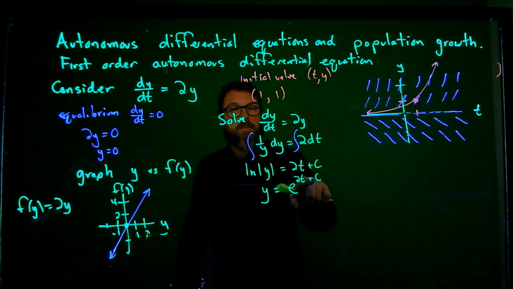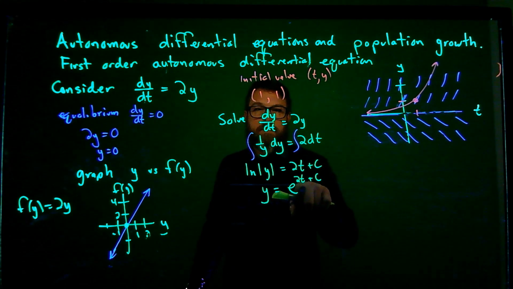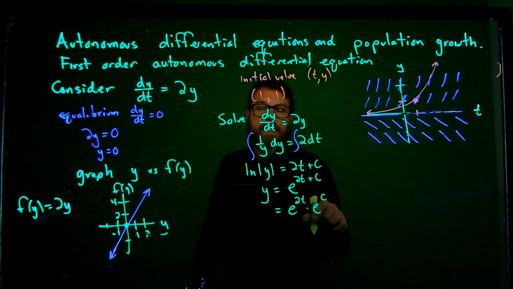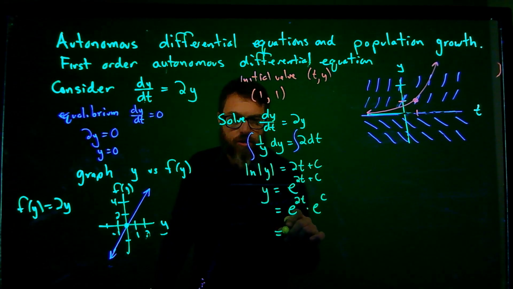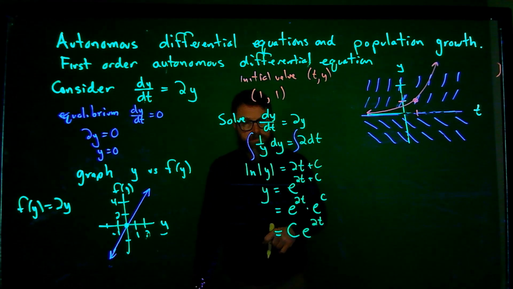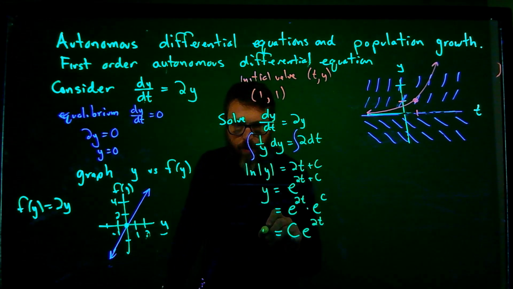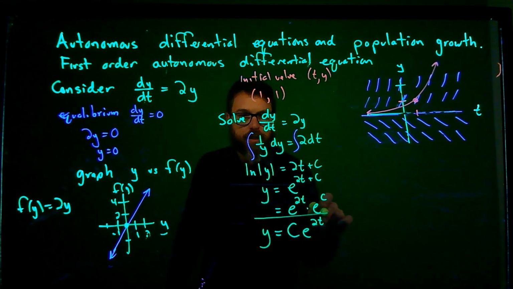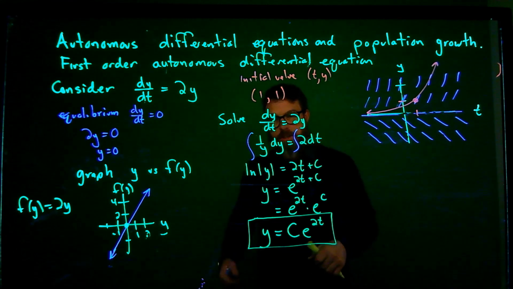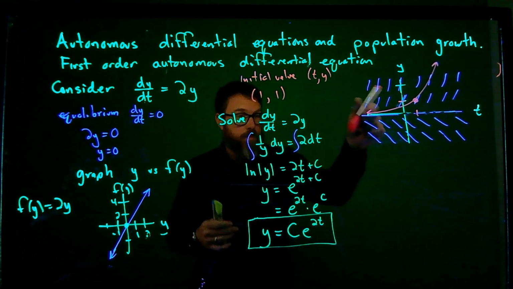And since the addition of powers is the same thing as the multiplication of these factors, this would be e to the 2t times e to the c. And e to the c is just another c, so let's just call it big C e to the 2t. That big C being e to that c. And it's not really a big surprise that we got an exponential equation as the solution to this differential equation, really is this thing right here.